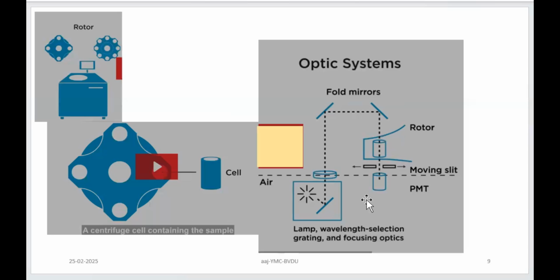And how much of that light is to be allowed into the sample can be controlled using a moving slit, right? If this is wide open, more light will be entering. If the slit is less open, more closed, then a very controlled quantity of light can pass through. So the slit distance also is very important. And then PMT is the photomultiplier tube. So this is how the optical system works in association with the ultracentrifuge.